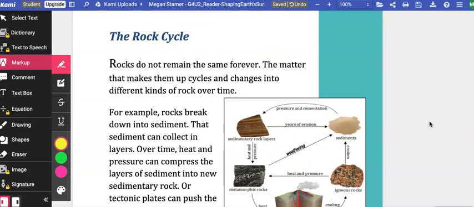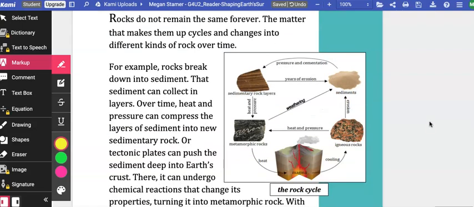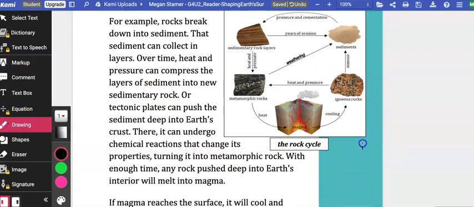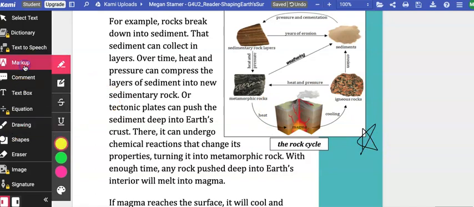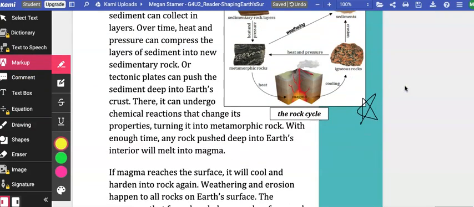The rock cycle. Rocks do not remain the same forever. The matter that makes them up cycles and changes into different kinds of rock over time. For example, rocks break down into sediment. That sediment can collect in layers. Over time, heat and pressure can compress the layers of sediment into new sedimentary rock, or tectonic plates can push the sediment deep into Earth's crust. There it can undergo chemical reactions that change its properties, turning it into metamorphic rock.